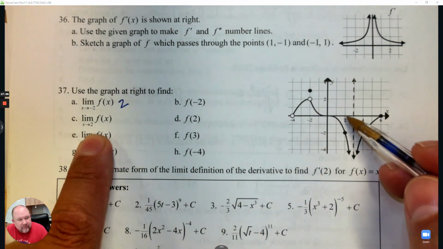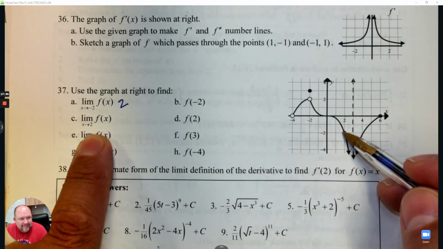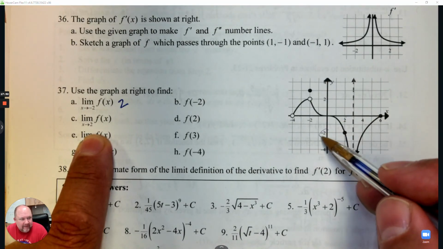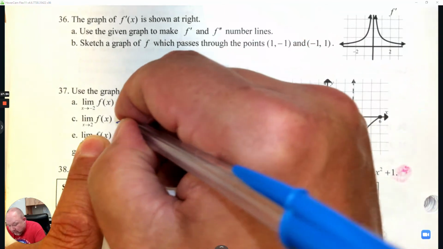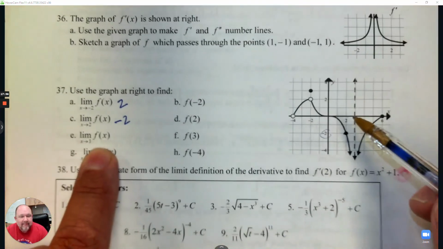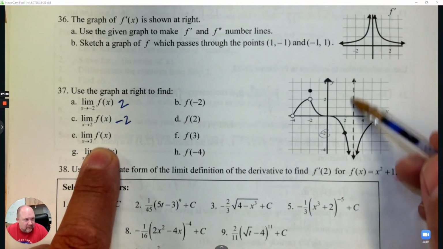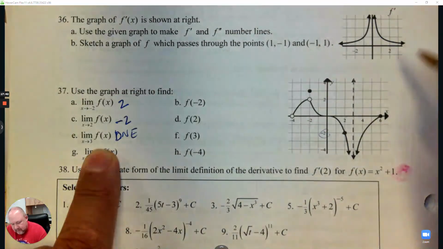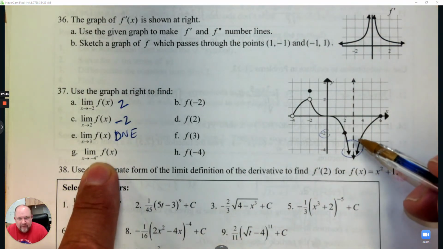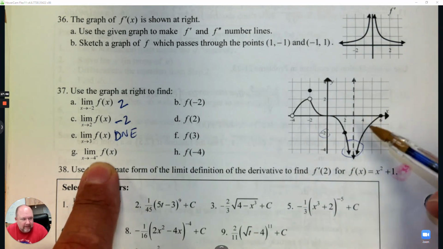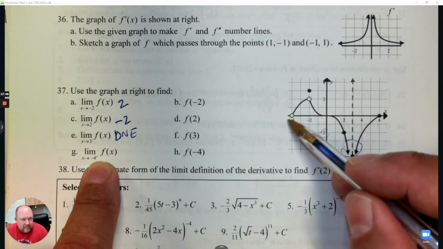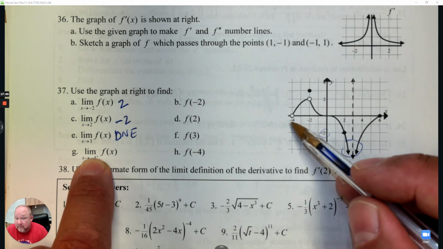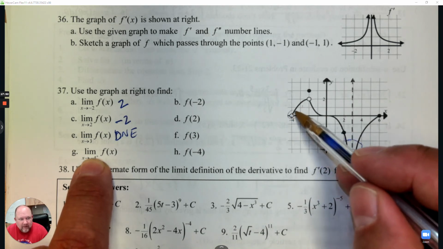What's the limit as x approaches 2? From the left and right, the y value is -2. So we're looking for the y value that it's approaching. At 3, there's an asymptote, so it doesn't exist. We could also say it's -infinity. At -4 from the left, here's -4 from the left. -4 from the right, the y coordinate's 0.